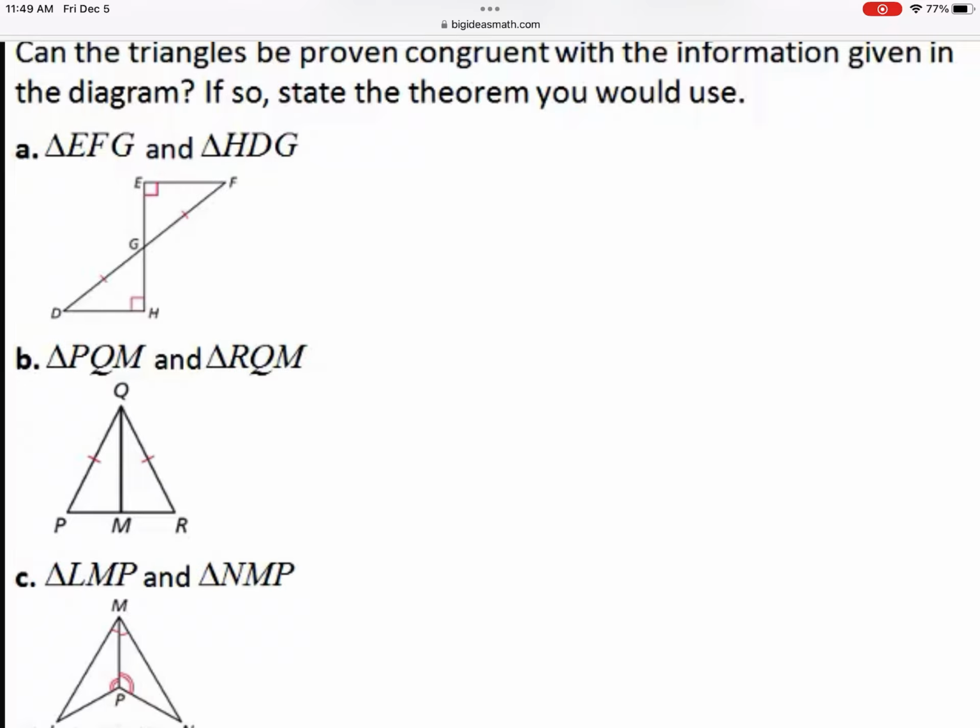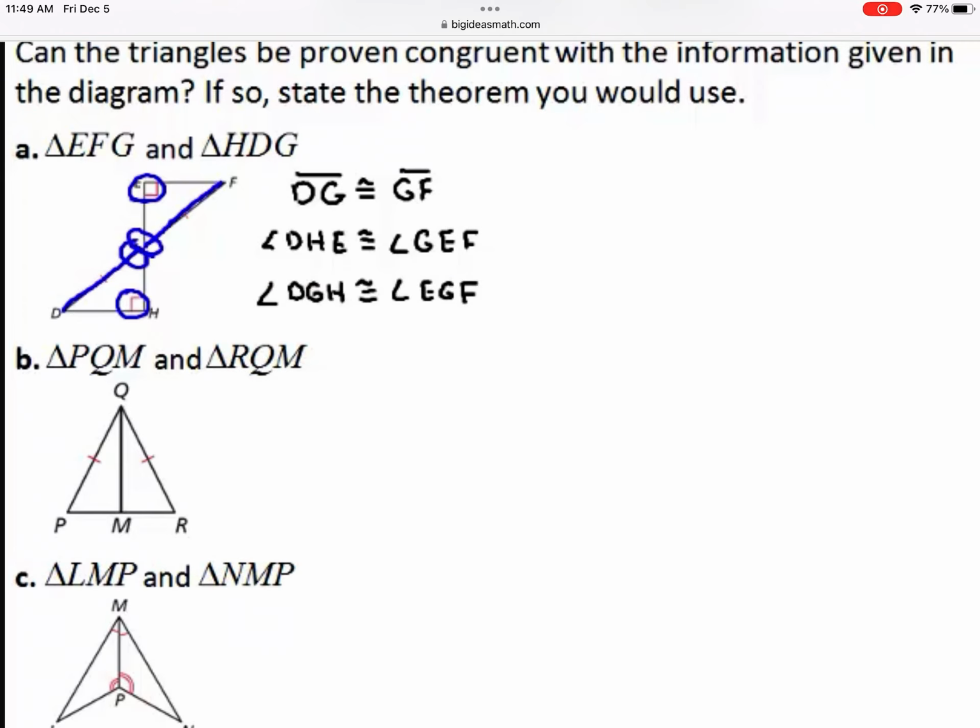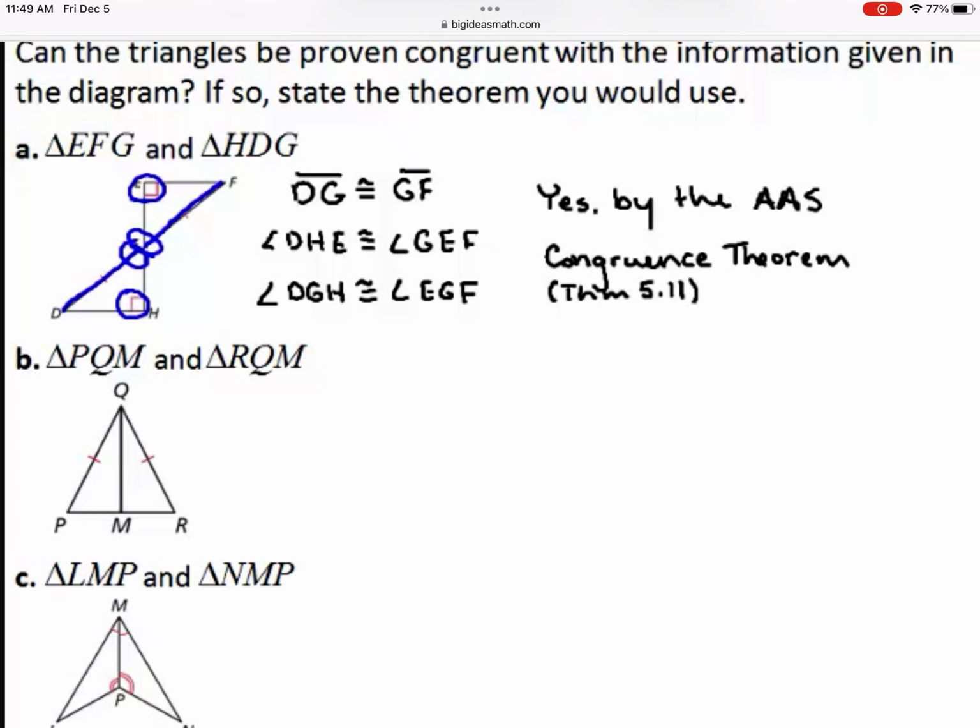Looking at the diagram, notice that line segment DG is congruent to line segment GF, and angle DHE is congruent to angle GEF, and angle DGH is congruent to angle EGF. Yes, by the AAS congruence theorem, the triangles can be proven congruent because the corresponding angles, and then side, are congruent in each triangle.